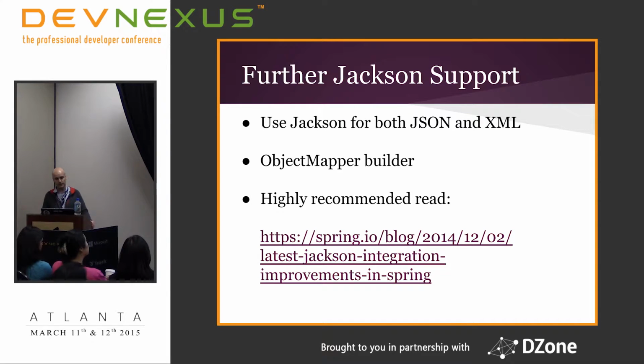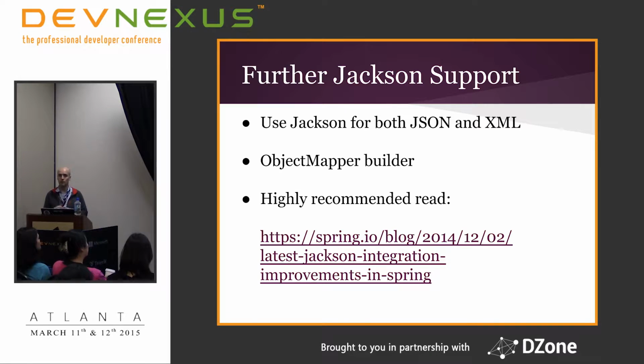Now, speaking of JSON, we have some improvements in this area. So you can now use Jackson for both serialization of JSON and XML. I'm not sure if you're aware of that as an option, but basically it's now supported. And this is nice because if you're using the JSON view annotations, essentially that means you can do that with JSON and with XML. So that's a great benefit right there.